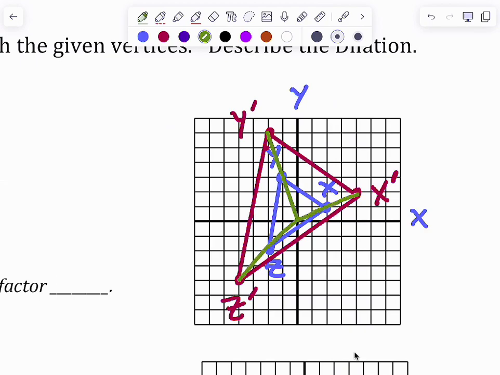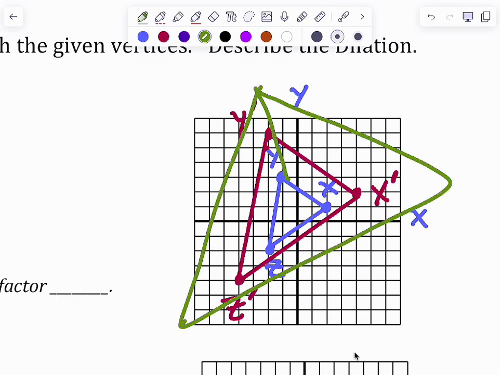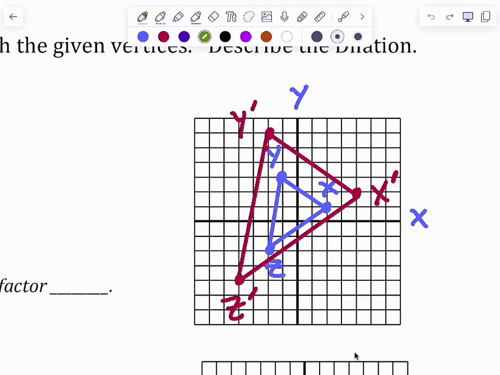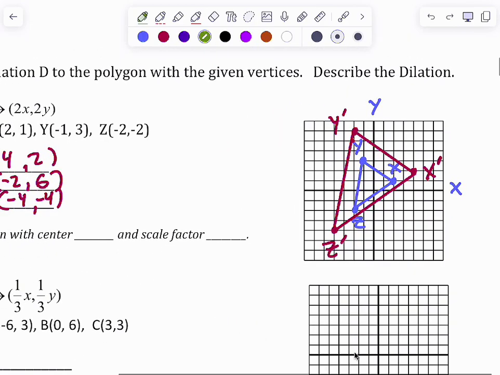If I go z to z, that'll lead me to the origin. If I made the blue shape smaller and smaller, it would lead me to the origin. If I made it bigger and bigger, all of those triangles, if you follow where x, y, and z are going, would be going towards that origin or away from that origin.